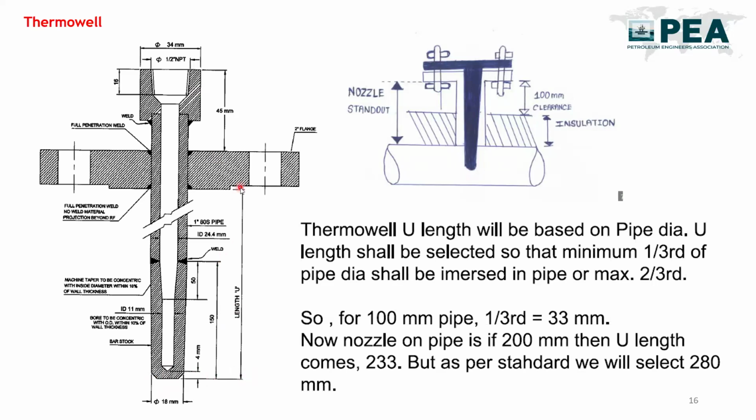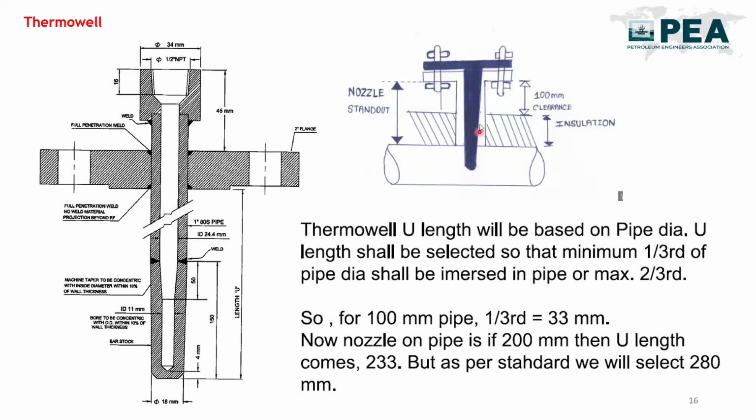Then after that is the U length of the thermowell. Always it is asked in the interview, what is the U length of the thermowell. So the U length of the thermowell is the total length from the bottom, meaning the tip of the thermowell, to the flange of the thermowell. In this figure you will also be able to understand that the U length will be from here up to this flange. So that complete length is the U length.